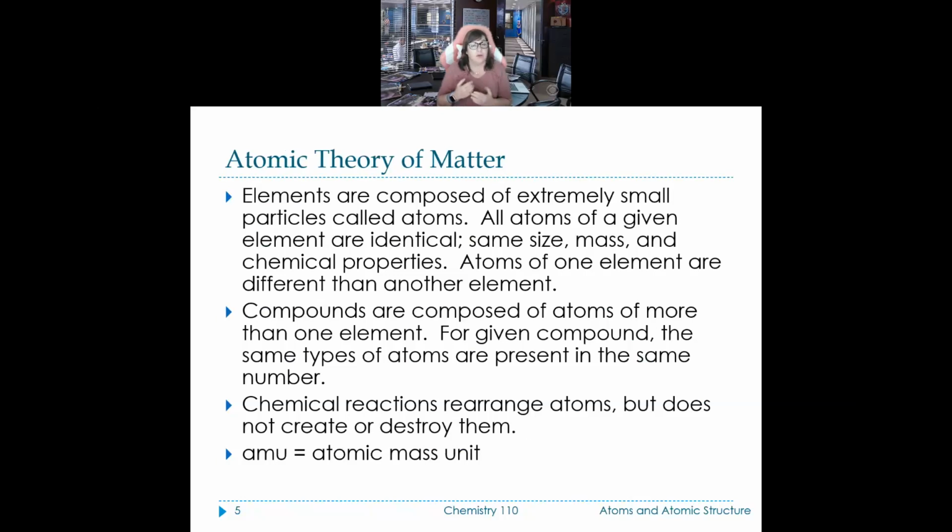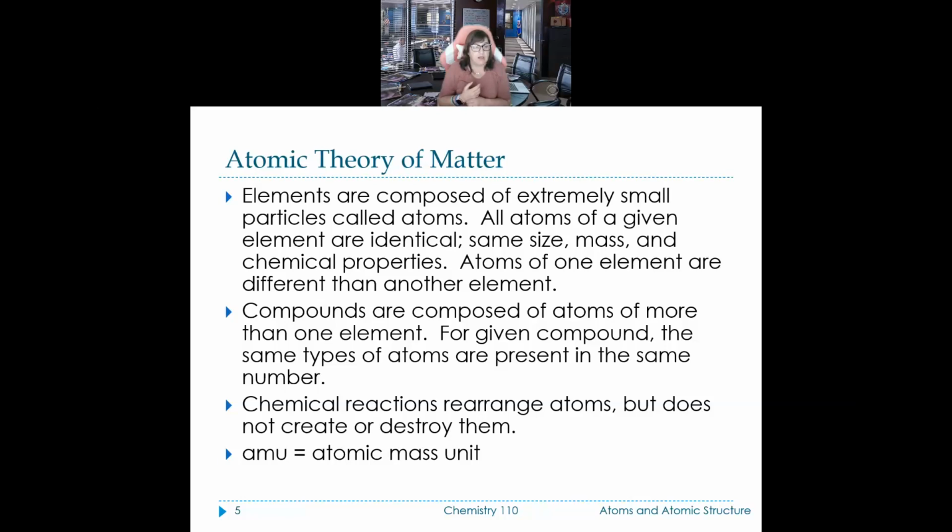All right. We know that a particular element is comprised of atoms that are roughly exactly the same. So they should have the same size, roughly the same mass, and the same chemical properties. Atoms of one element are different from atoms of another element. So it's that structure that determines what we're talking about. Compounds are composed of atoms of one or more elements. It could be that there are 2 of the same element in it, such as oxygen, which is diatomic, so that's a compound, or it could be something like CO2, where they're different. The same types of atoms are present in the same number for the same compound.